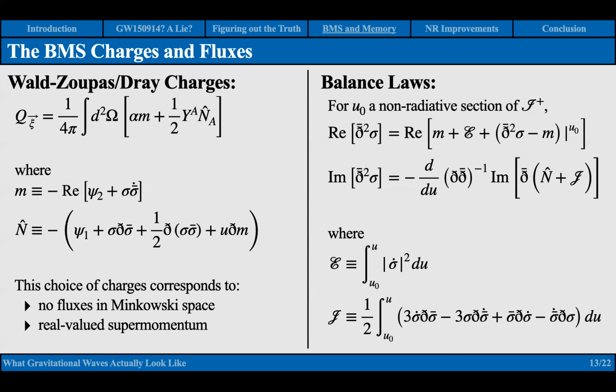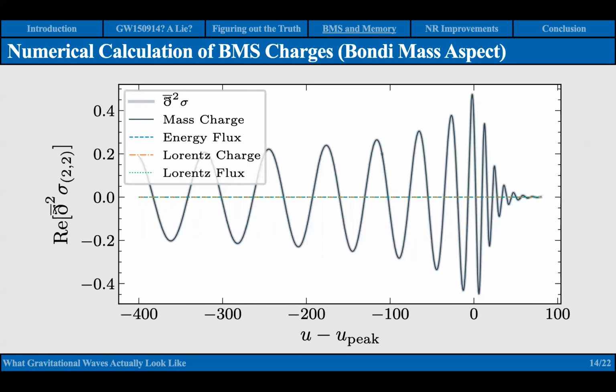And so this E here is just the energy flux of your system, and this script J is just the angular momentum flux. M you can think of as your mass, and N you can think of as your angular momentum. And so this is what I was showing earlier, where I'm showing the 2-2 mode of the gravitational wave from a numerical simulation. So gray is the total wave that we measure.